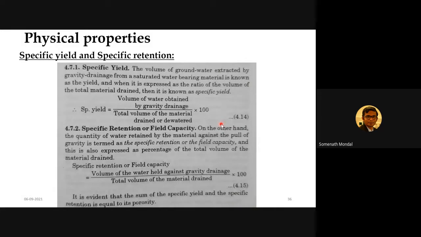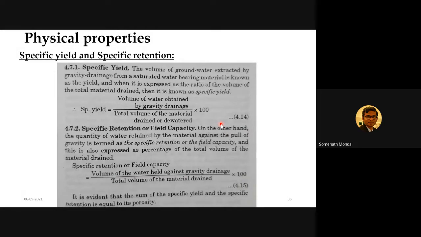So specific yield is the volume of the groundwater extracted by gravity drainage from a saturated water bearing material, and is known as the yield. And when it is expressed as the ratio of the volume of the total material drained, then it is known as the specific yield. So specific yield is the volume of water obtained by gravity drainage divided by the total volume of the material drained or dewatered, into 100.